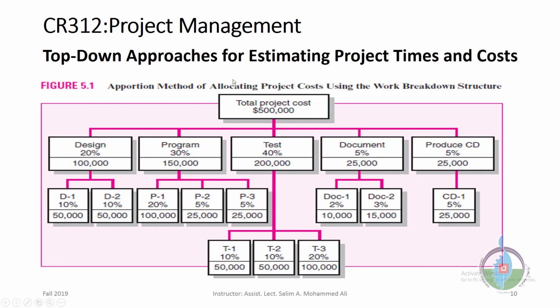This is a simple example of the apportion method for the top-down approach. You will start from the top. You have $500,000, and you should distribute the money, the cost, to the departments, and each department for its own work package.